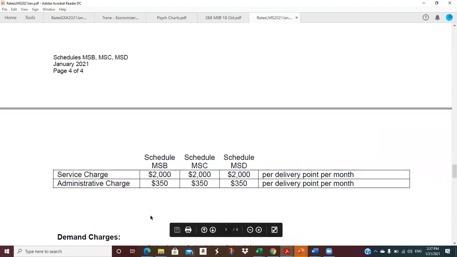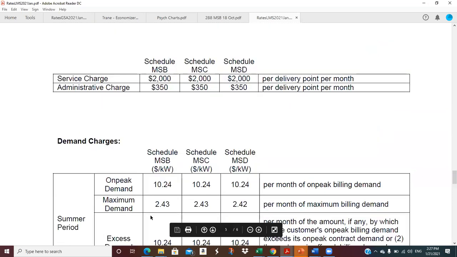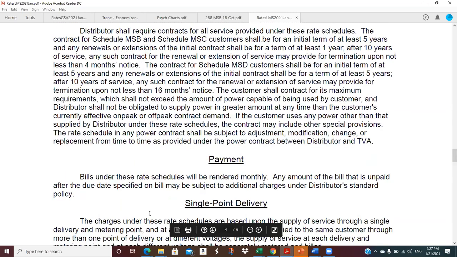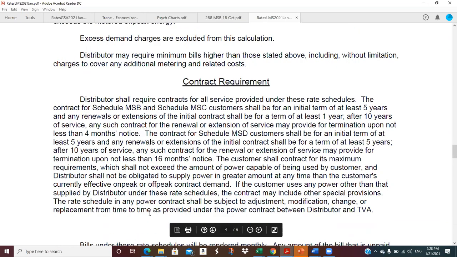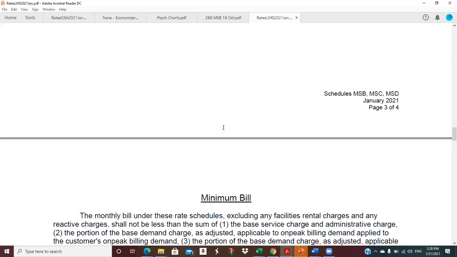All right, so I guess we've got three different ones, B, C, and D. Let me see, this will be for different size services. I'm not sure, where does it say? They say jurisdiction shall require contracts for all service provided under these rate structures. The contract for Schedule MSP and Schedule MC customers shall be for an initial term of at least 5 years. I think they're different sizes.